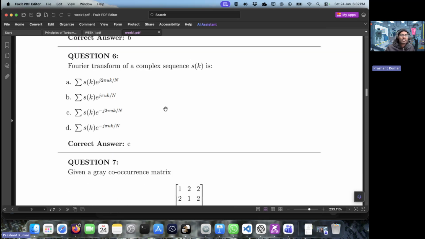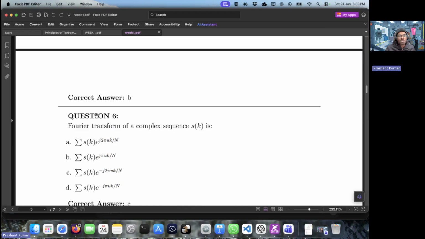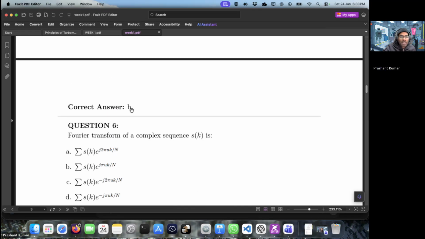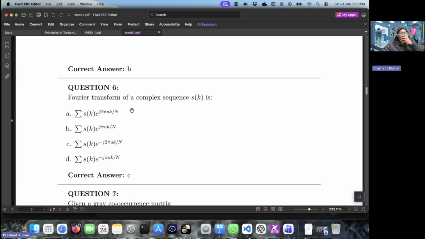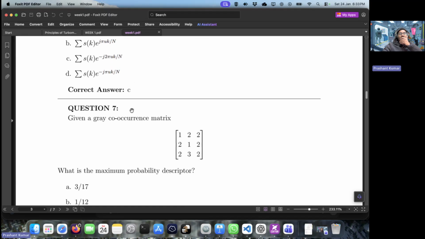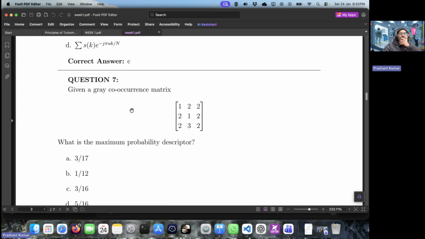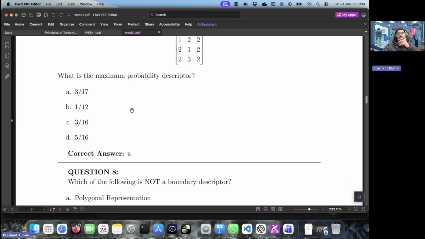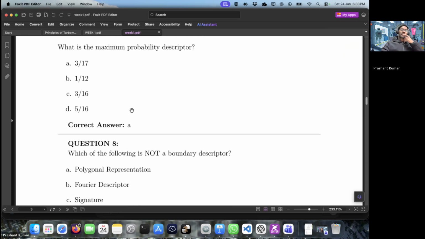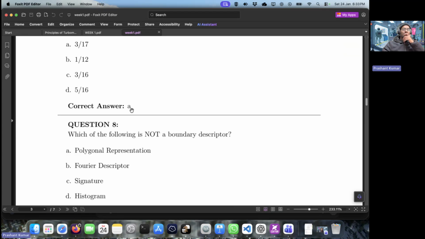The Fourier transform of a complex sequence Sk is written as Sk e to the power minus j. Obviously option C, right? Given the co-occurrence matrix, what is the maximum probability descriptor? 3 by 710, right? Which of the following is not a boundary descriptor? Histogram, right? A polygon also tells about the boundary, a Fourier descriptor and a signature also tell about the boundary.